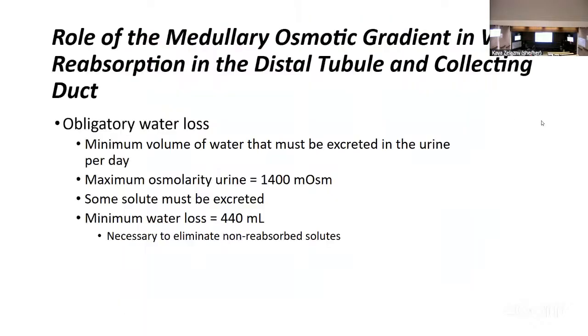Right. So this is how we also get to that obligatory water loss that we mentioned briefly before. So the maximum osmolarity our urine can have is controlled by this medullary osmotic gradient. So maximum is at 1400. And we do still have a little bit of water in that urine at 1400 milliosmoles, which is good because we need about 440 milliliters of water to leave your body as urine in order to be able to eliminate all of the solutes, all the waste products that you are producing day to day.